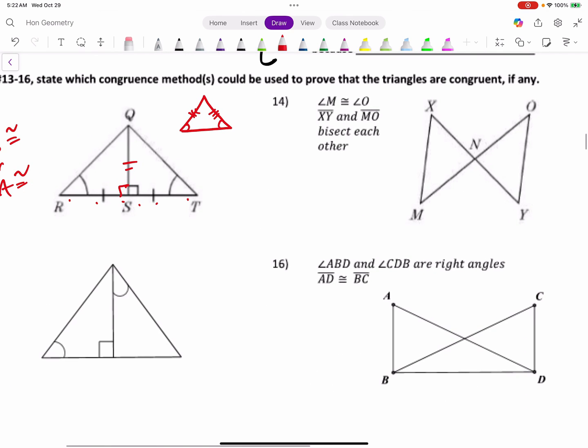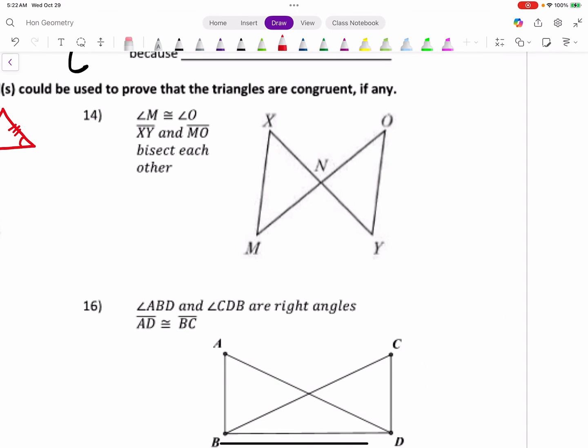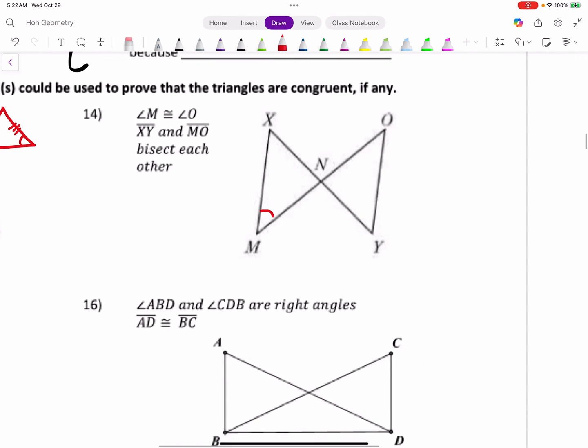And up in the directions, it did not say that you had to write the congruency statement, so I'm not going to. You're going to have plenty of practice with that. All right, so let's mark this up. We know that angle M is congruent to angle O. We know that XY and MO bisect each other, which means they run through the midpoints, and the midpoint divides these up into congruent segments. Do we have enough right now? Right now it's angle, side, side. That's not a reason. But we also know we got a set of vertical angles right there.